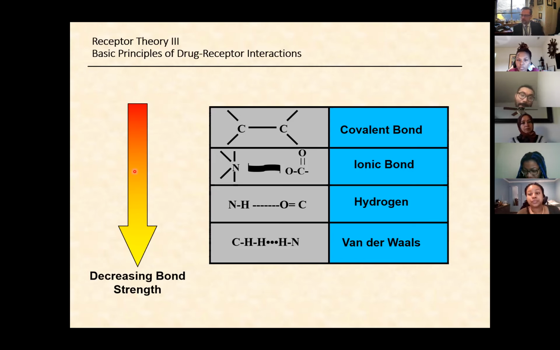All right. If I give you a drug molecule and a receptor molecule with functional groups, can you predict what types of bonds might form between the two of those? Okay, and it's just really about understanding and knowing what the functional groups are, and then knowing how to pair those up. Okay, make sense?